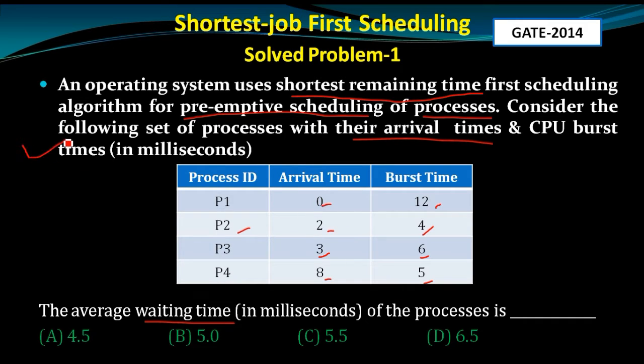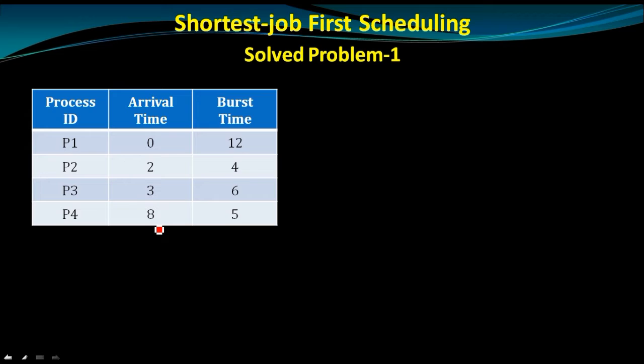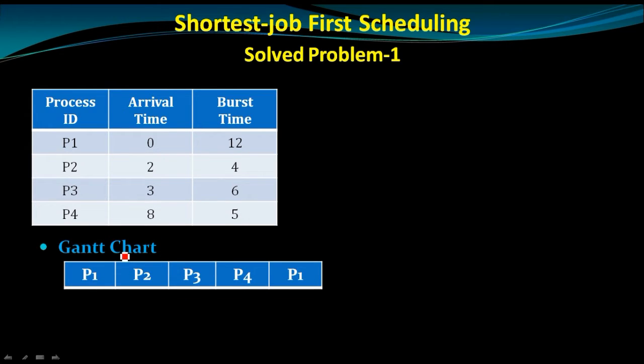So let us move and prepare the Gantt chart. First prepare the Gantt chart with timeline. So this is the timeline. So the Gantt chart is prepared. P1 is arriving at 0 millisecond, so first we are allocating P1 at the 0th millisecond.